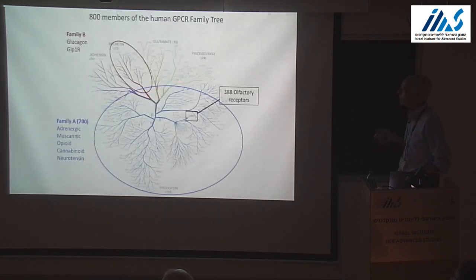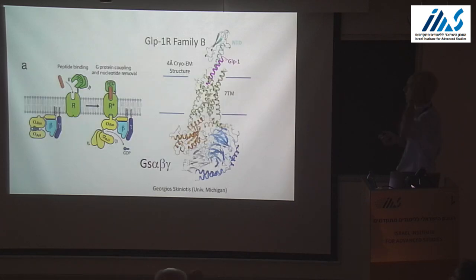And it doesn't really help going to another family. So we next tried a family B receptor. GLP-1 is an important target for diabetes. Again, this is a cryo-EM structure. This is a peptide receptor that has a two-step binding mode. The peptide initially engages a flexible N-terminus, and then it docks into the core of the receptor.